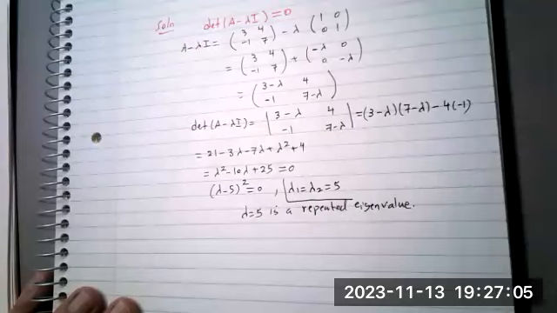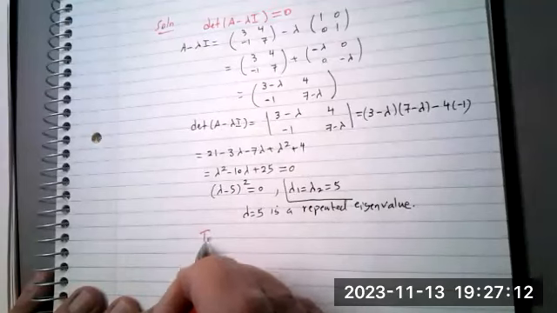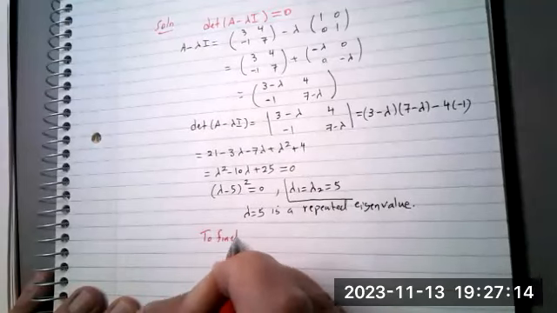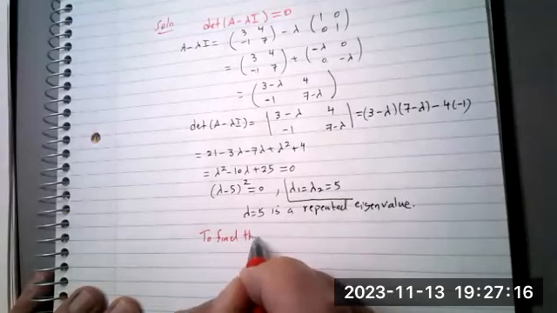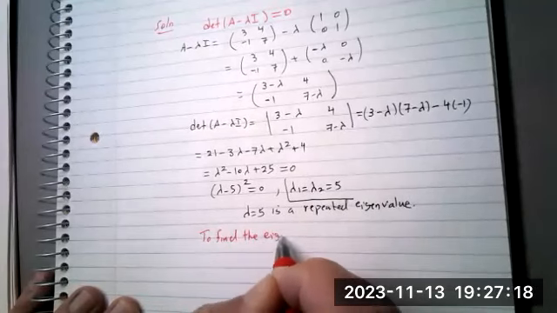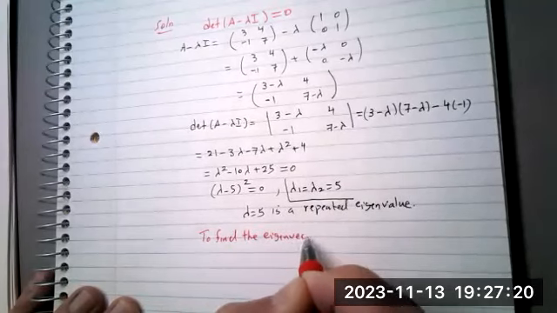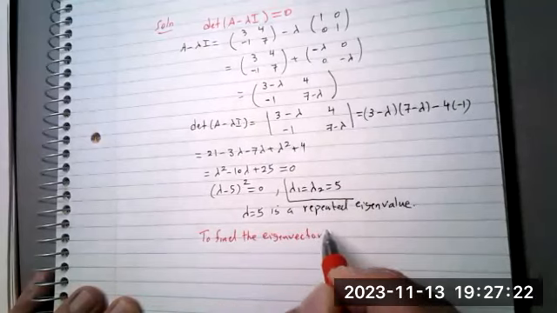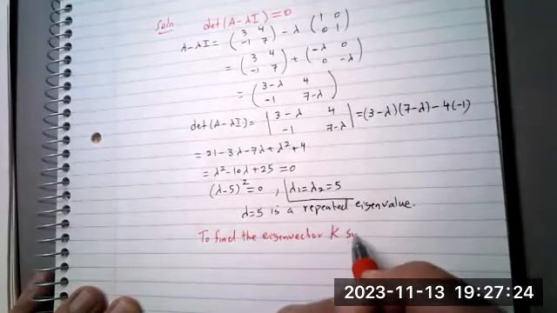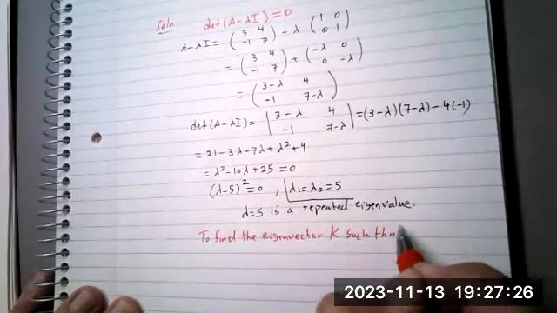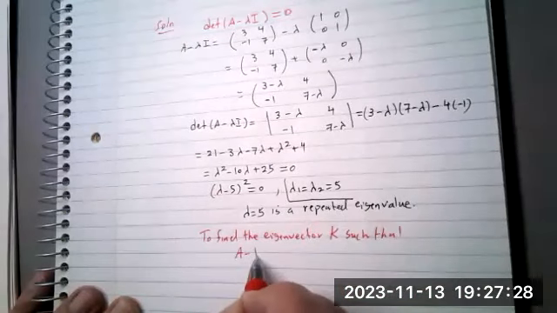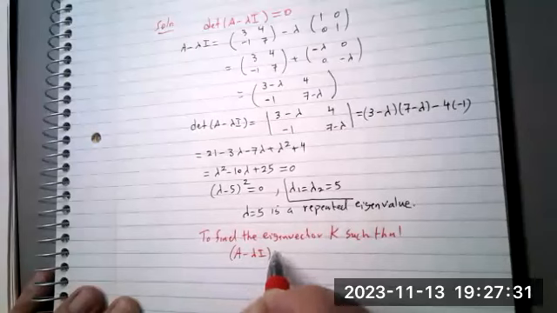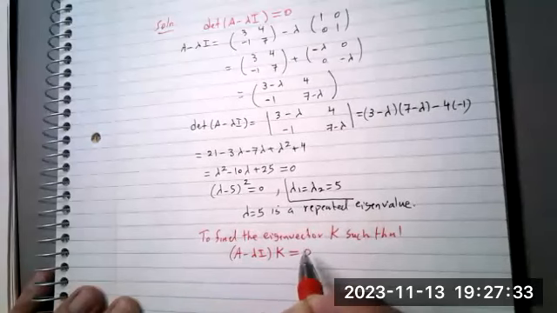You have to find the eigenvectors. So the second part is to find the eigenvector, remember K, such that this is how we find the K: A minus lambda I times K equals 0.